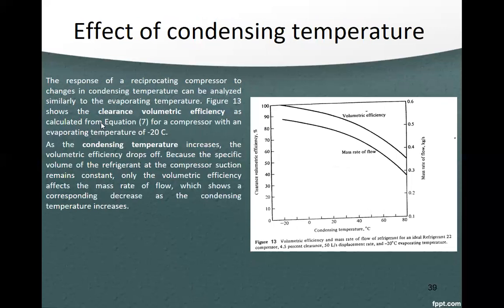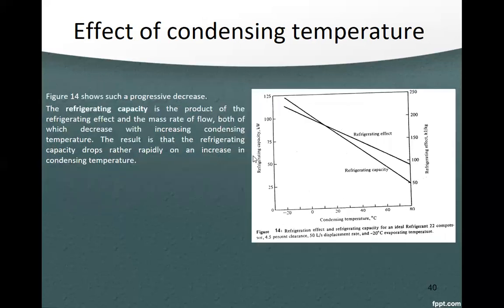Effect of condensing. As the condensing temperature increases, the volumetric efficiency decreases because the specific volume of the refrigerant at the compressor suction remains constant. Only the volumetric efficiency affects the mass rate of flow, which shows a corresponding decrease as the condensing temperature increases. Figure 14 shows a progressive decrease.